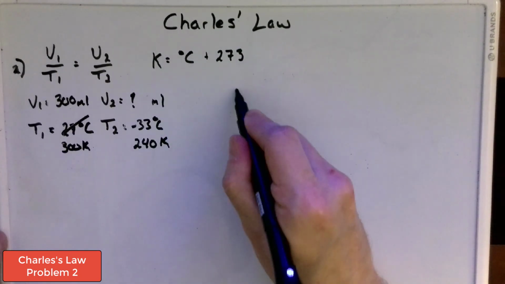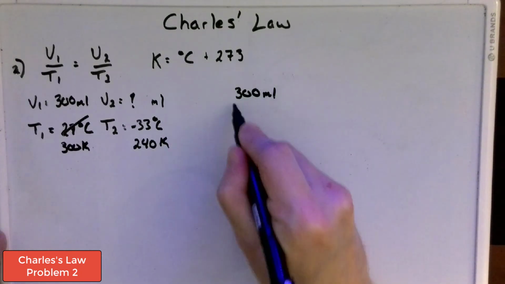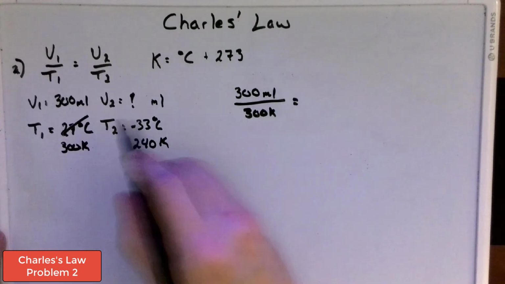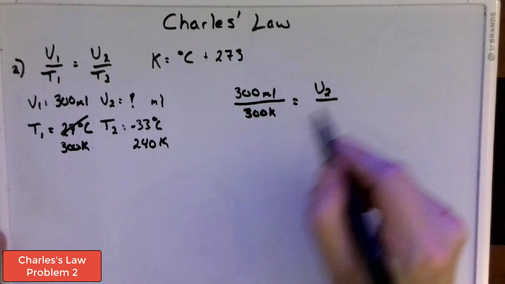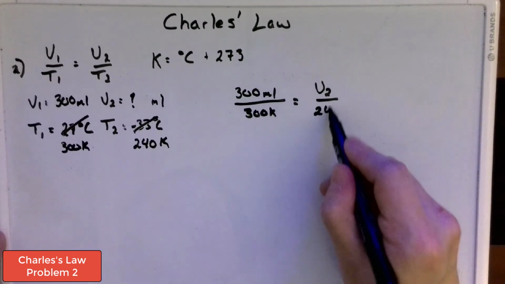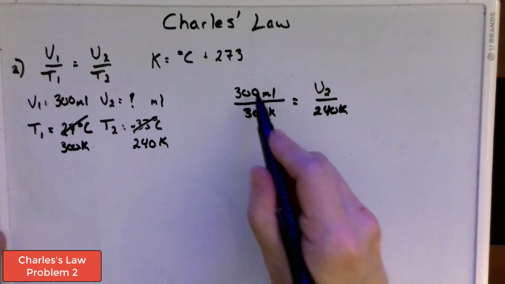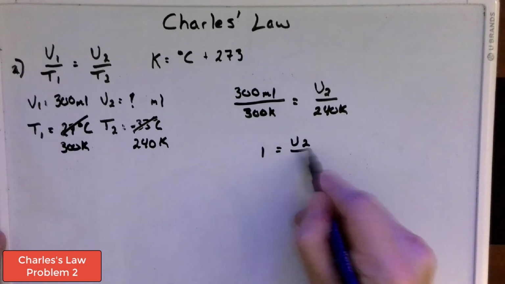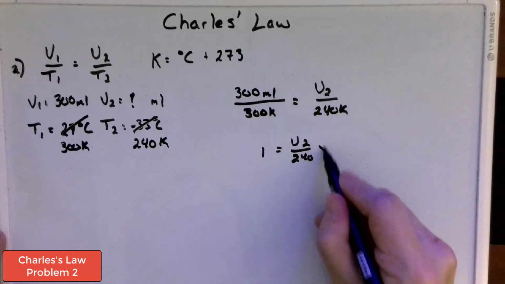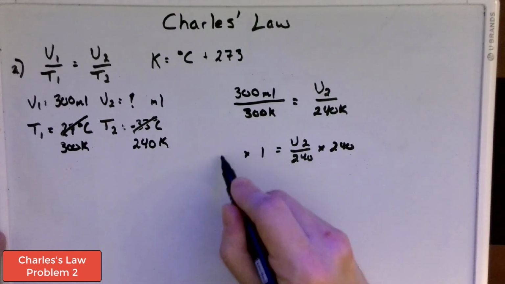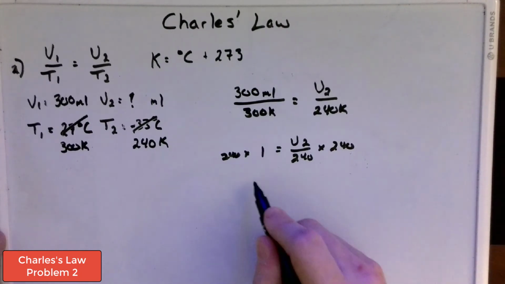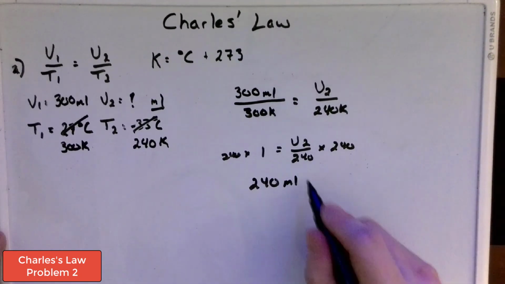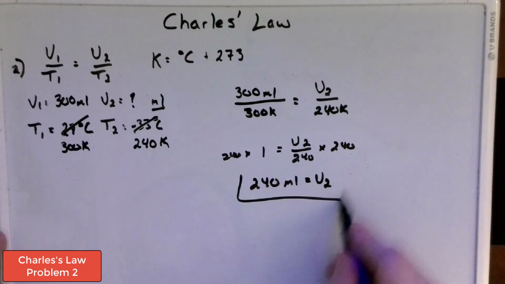Volume 1 was 300 milliliters divided by 300 Kelvin. This would be a nice and easy problem. Volume 2 is unknown. We'll leave it as a variable. And temperature 2 is actually 240 Kelvin. Resolving this, 300 divided by 300 ends up being 1 equals volume 2 over 240. Multiply both sides by 240. And now we know that the new volume, the final volume, is 240 milliliters. Remembering our unit is V2, the new volume.